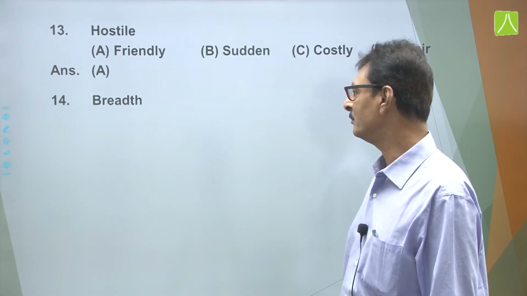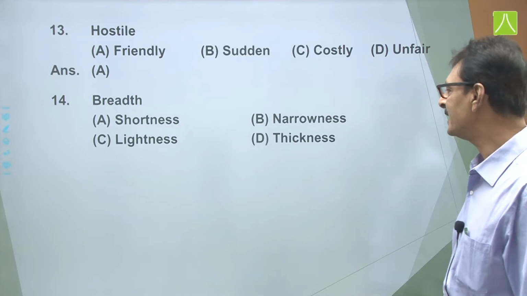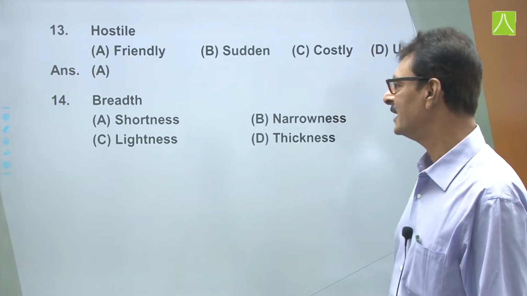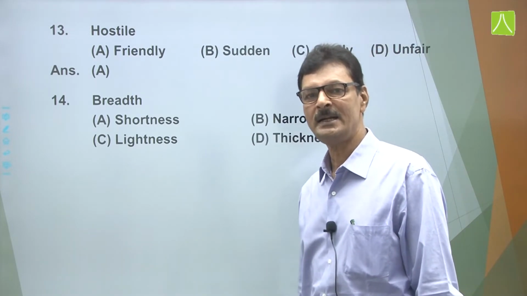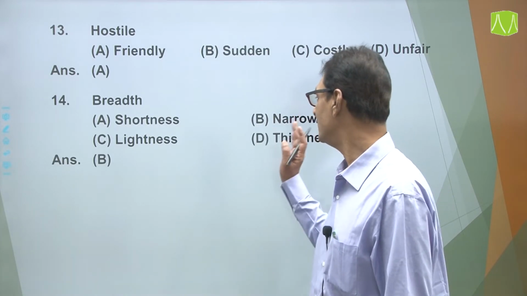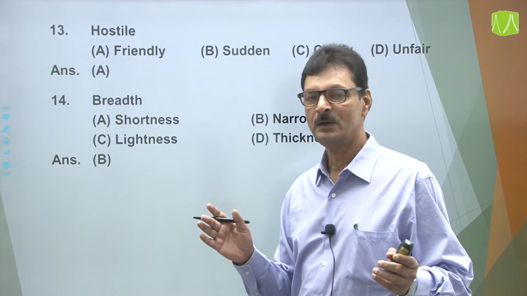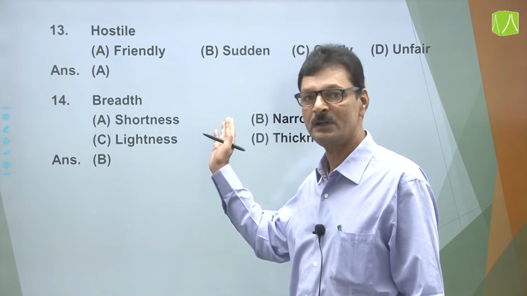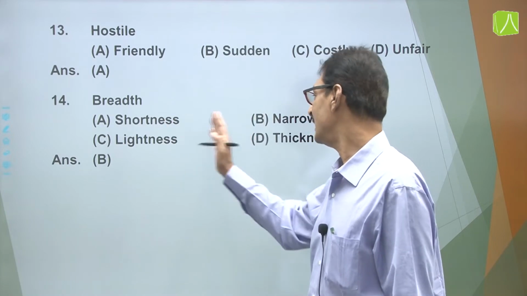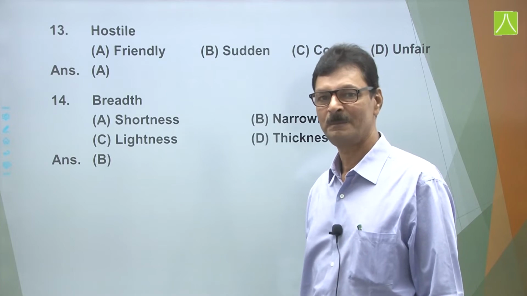The next one, breadth. ये तो सब बता देंगे. Shortness, narrowness, lightness और thickness. Yes friend, what is the correct antonym of this word breadth? The correct antonym is option number B, that is narrow. Narrow and broad बोलते हैं ना, narrow gauge and broad gauge. Yes, for railway lines. So same way breadth is narrowness, not thickness. Don't get confused with this word.